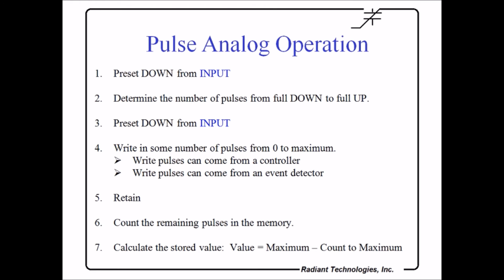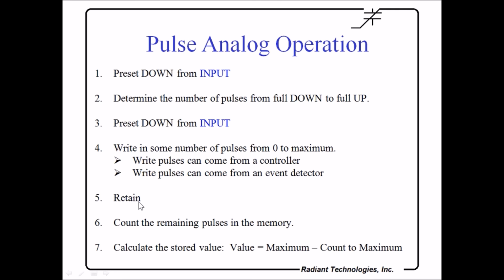So in pulse analog operation, I can preset down from the input. I can determine the number of pulses down from full down to full up. Then I know what the saturated storage in the capacitor is. I then preset the capacitor down. I can write in some number of pulses from 0, in this case to 6. I can write it from a controller, like the EDU or a microprocessor, or I can write it from some sort of sensor that sends what's going on in the environment.